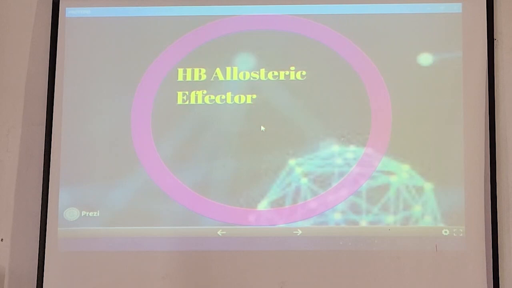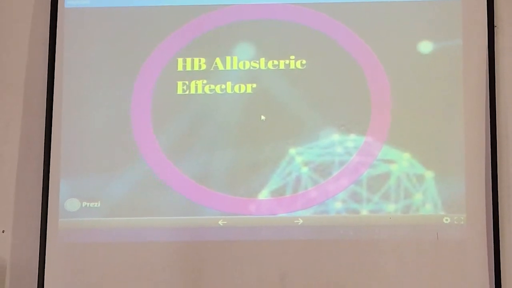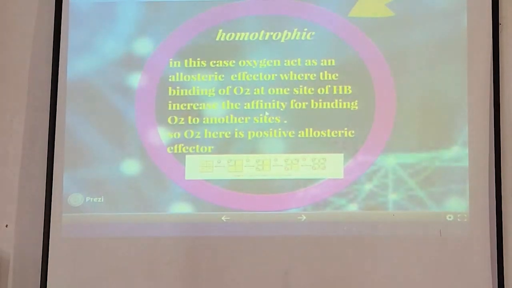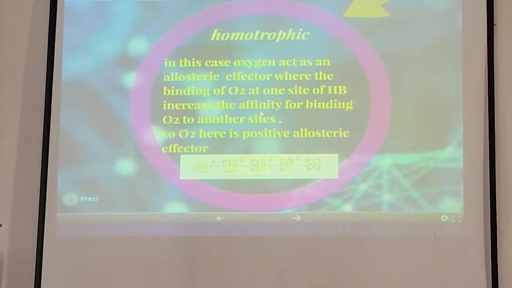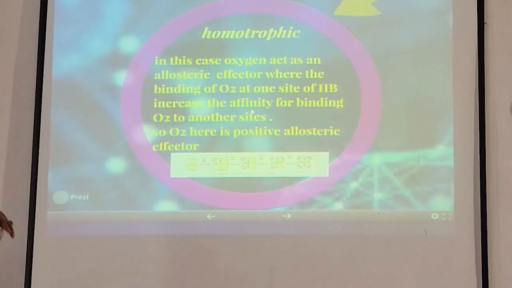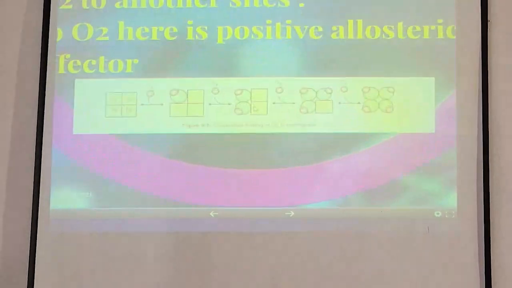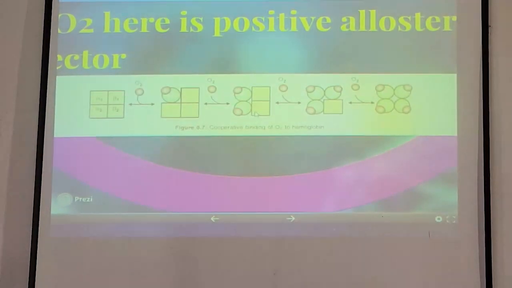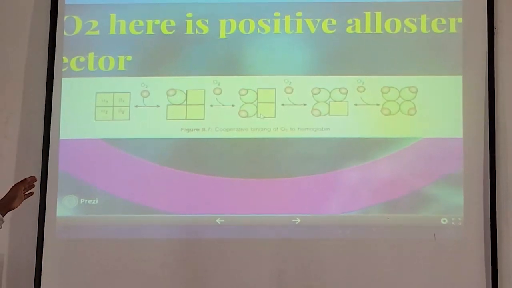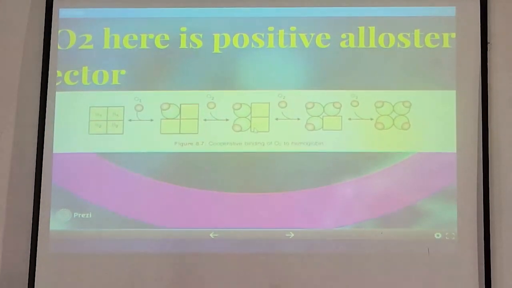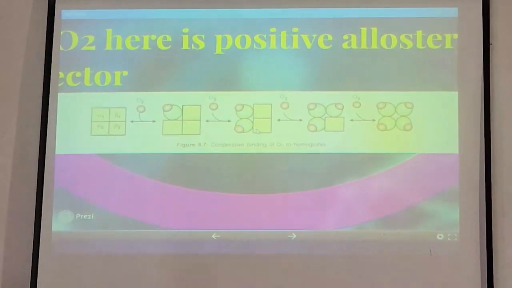Hemoglobin has two types of allosteric effectors. The first one is homotropic and the other is heterotropic. In the case of homotropic, the oxygen is both the allosteric effector and the ligand. When it binds, the binding of oxygen at one site will increase the affinity for binding oxygen at another site of hemoglobin. So the oxygen here is a positive allosteric effector.